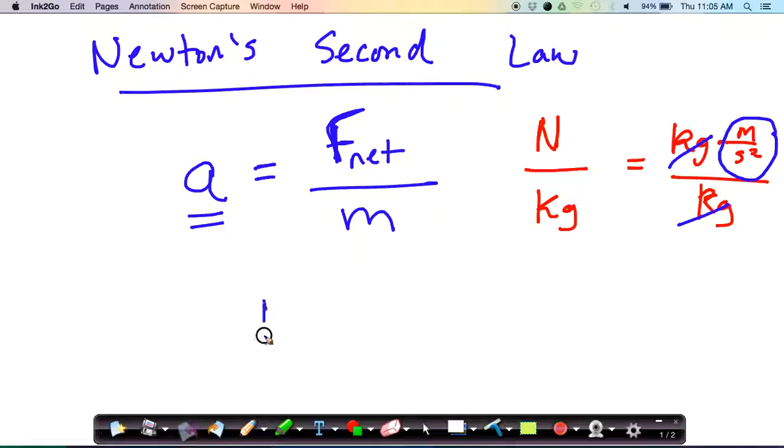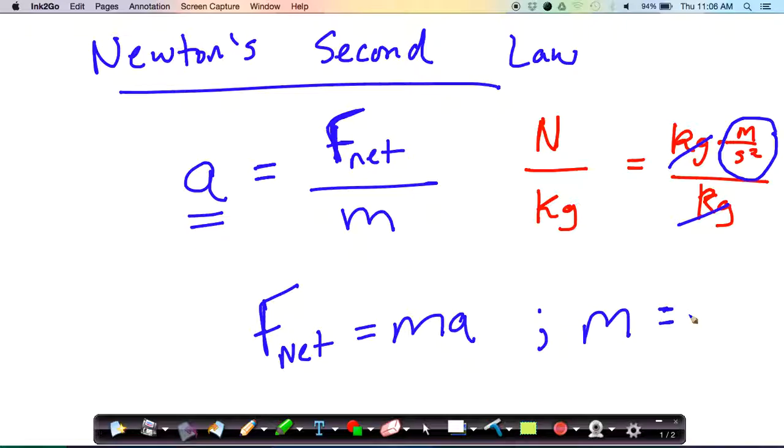This is sometimes written in terms of force, so sometimes you'll see F net equals ma, or F equals ma more generally. It's the same equation, just rearranged algebraically for force. We could, of course, also rearrange this equation for mass. If we were trying to solve for mass, we would get m is equal to F net over a. So one equation written three different ways. Doesn't necessarily matter which way you write it. It implies the same thing. Okay, so let's take a look at an example.